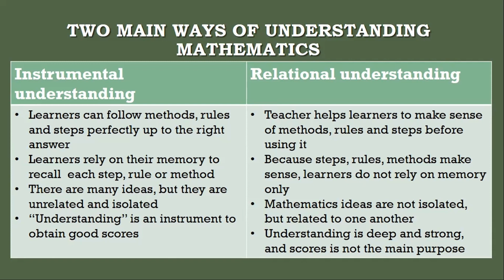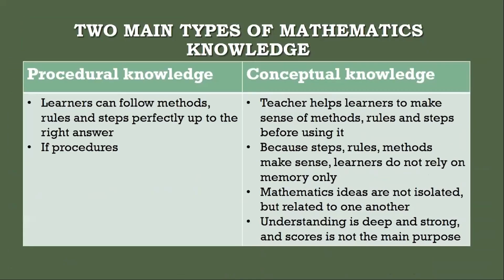Now we go to the next one, which is two main types of mathematics knowledge that are created through these two approaches. First one is procedural knowledge. Okay, I must qualify myself here. Procedural knowledge is actually the only knowledge that is created in the old school. But procedural knowledge is also created in the new school because you need to have procedures. But procedural knowledge was the only knowledge.